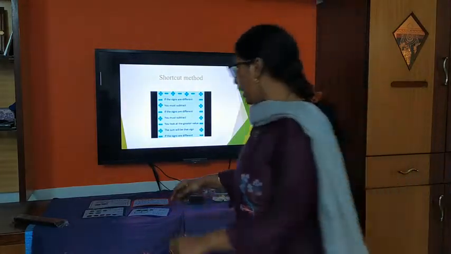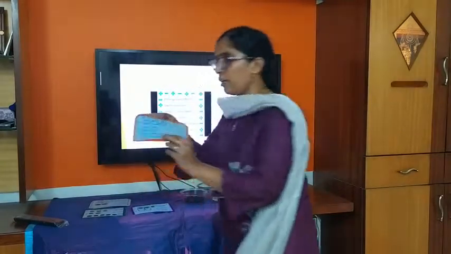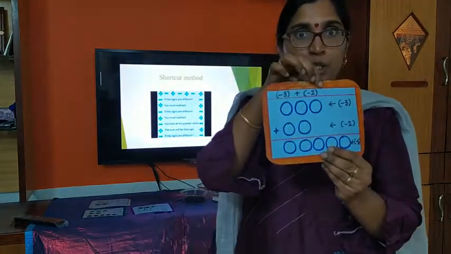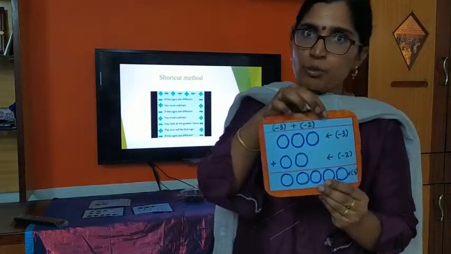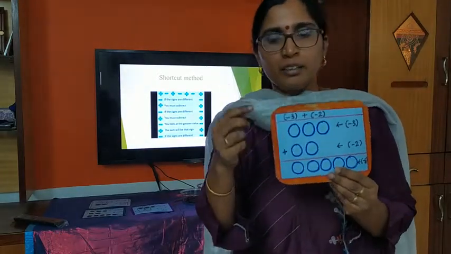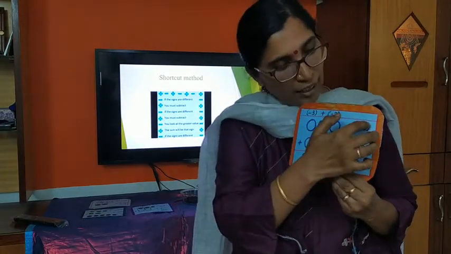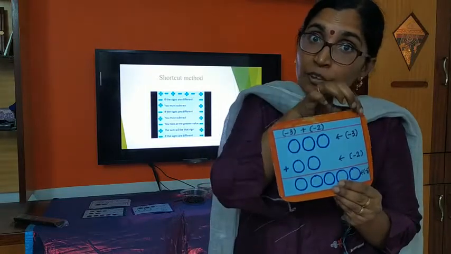That means, I will show you this example. If both the signs are negative, that is minus 3, minus 2. Here also you have to add. What is 3 plus 2? 5. Yes. What is the sign of the sum?